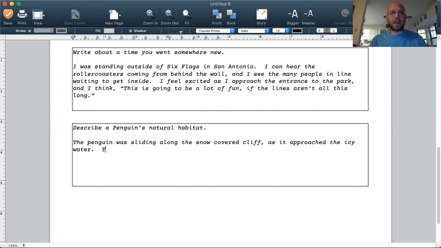So the penguin made a soft splash as it entered the cold water below. So we've got our feeling word, cold. We've also got splash. Now, a soft splash, it's not very loud, it's a soft splash. So we're describing kind of what it sees.